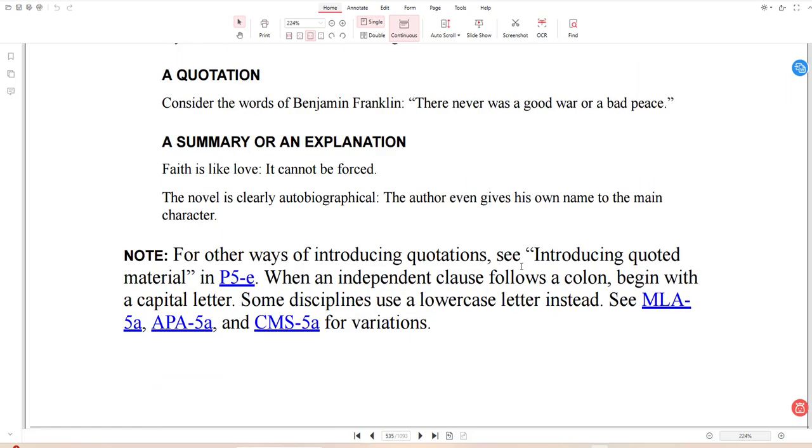Use a colon after a summary or an explanation. Faith is like love: it cannot be forced. The novel is clearly autobiographical: the author even gives his own name to the main character.